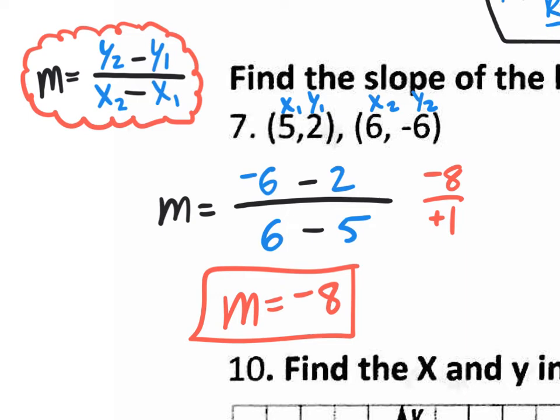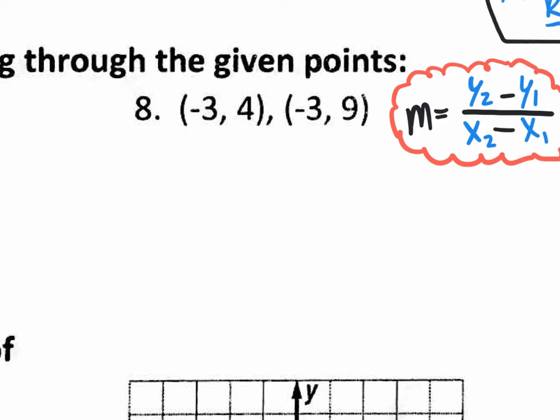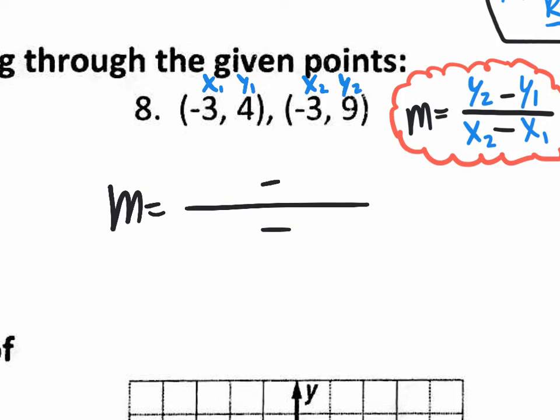Let's try another. Number 8. Let's label the coordinates: x1, y1, x2, y2. Let's start our formula. M equals division bar, subtractions. Let's plug in our y2 value, which is 9, our y1 value, which is 4, our x2 value, which is negative 3, and our x1 value, which is negative 3. You could clearly see that there's a minus minus at the bottom, which has to change to plus plus.